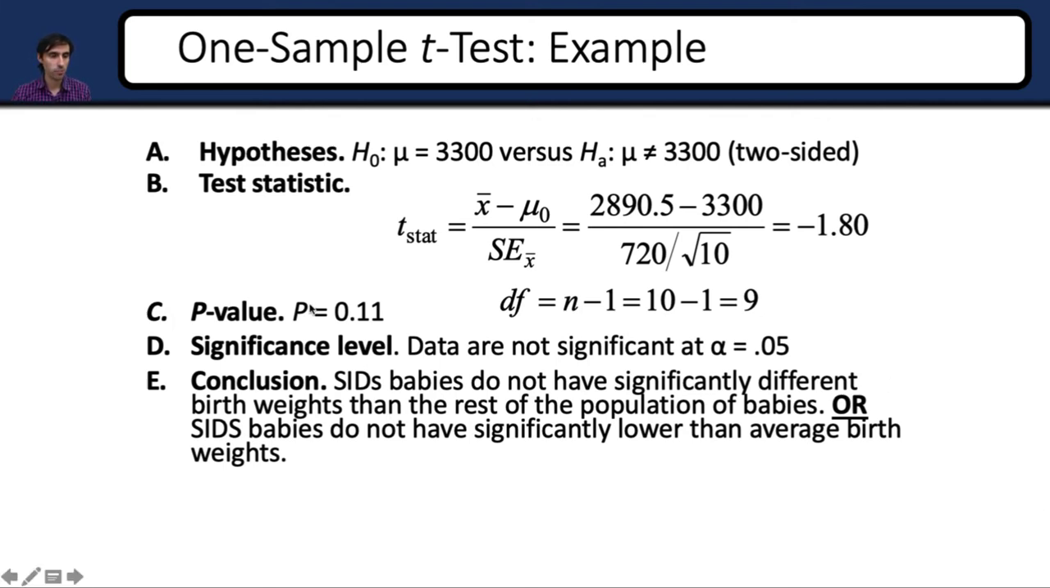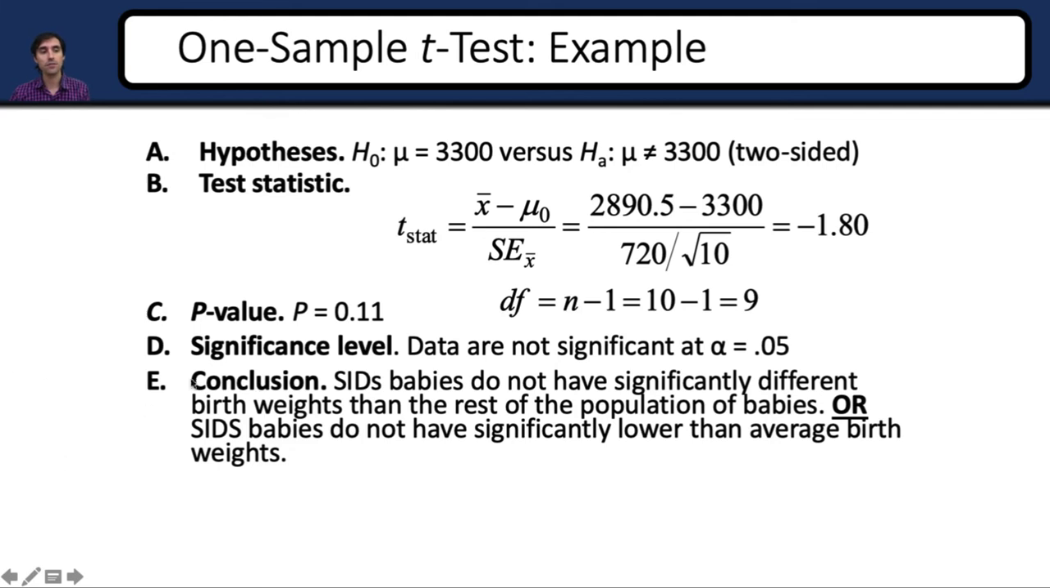And we wrote down our p-value. We have our t-stat right here, and based on an alpha at 0.05, we can conclude that SIDS babies do not have significantly different birth weights than the rest of the population of babies. Or you can also say SIDS babies do not have significantly lower than average birth weights.